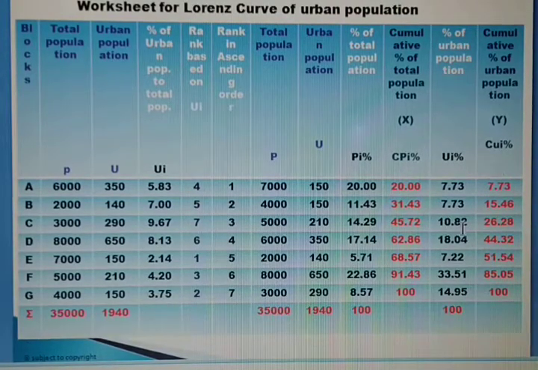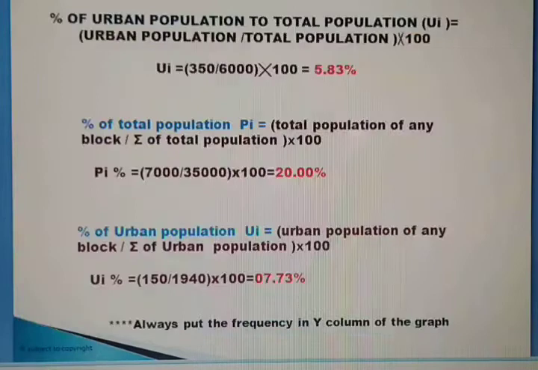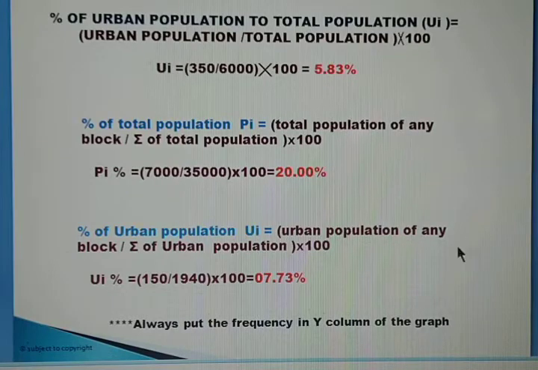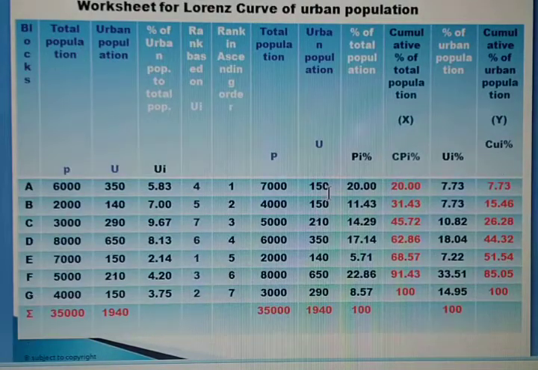So how to find out this value? The procedure is the same as for the total population. So if you look at this table, that means the percentage of urban population. Here I am showing you urban population of any block divided by sum of urban population into 100. So here you can see that this is actually 150. So 150 divided by 1940 into 100, and you will get 7.73, and the same value, this is the same value 150, so you will get 7.73.